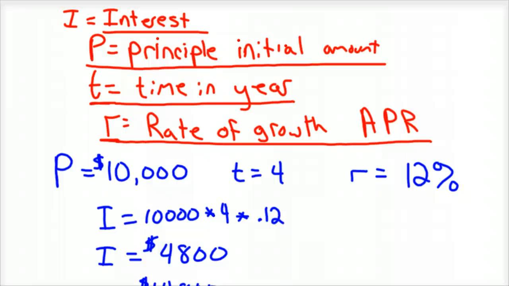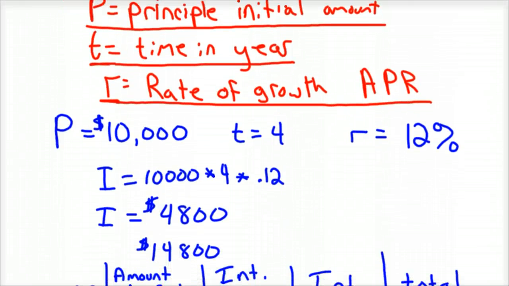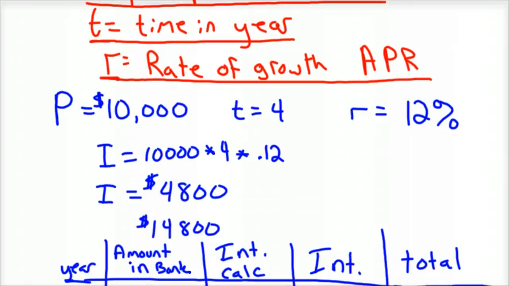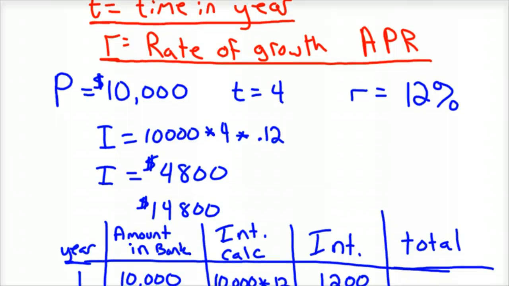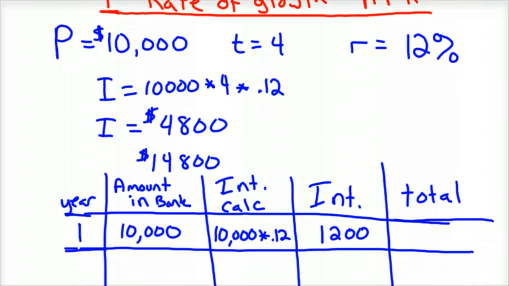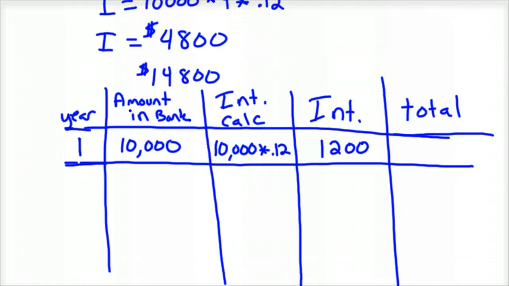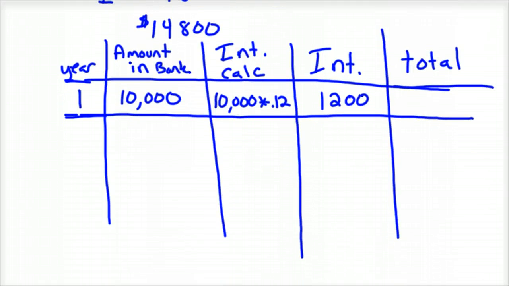Now, simple interest is a linear function, so it's growing at a steady rate. Well, that's not how interest works. Interest is exponential, really. And that's what brings us to compound interest. So I'm setting up this table to help us understand compound interest. Let's say we have the same problem.